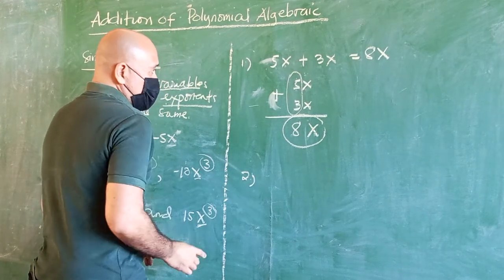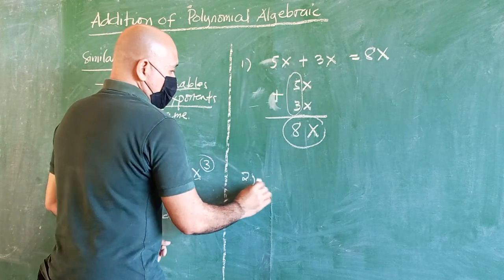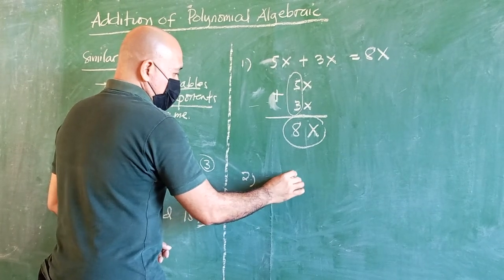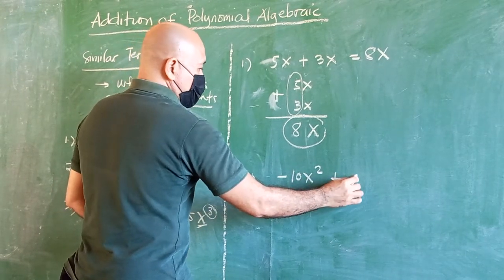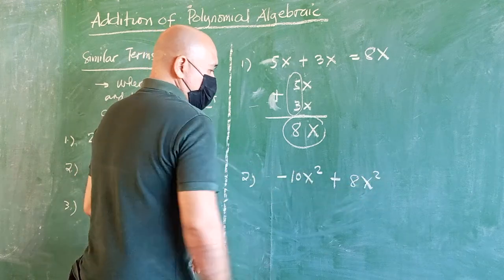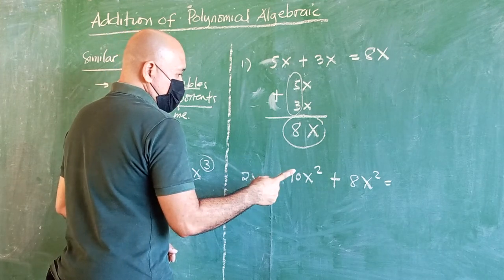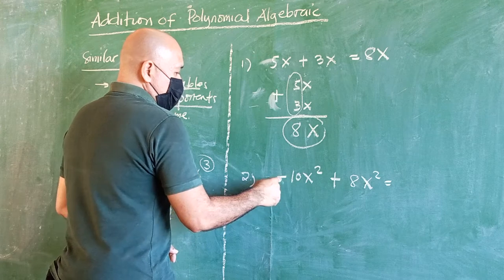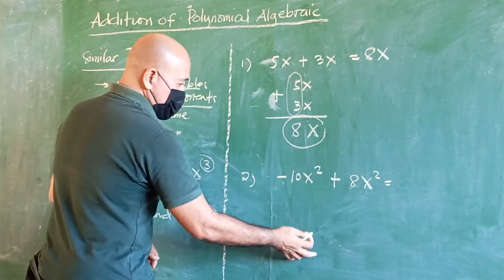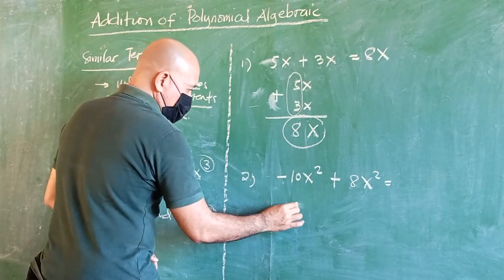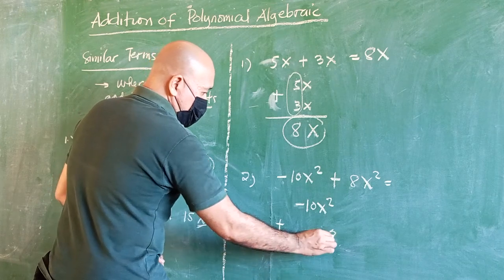Another one, this is the addition of monomials this time. Supposedly we have negative 10x squared plus, shall we say, 8x squared. What is the answer when you add these two algebraic expressions, negative 10x squared plus positive 8x squared? Or you may rewrite this in vertical arrangement. You have negative 10x squared plus positive 8x squared.